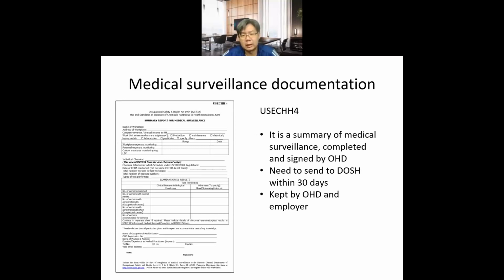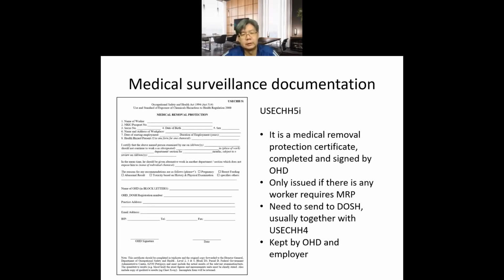Use 4 is a summary, and this one is completed by the OHT. We will send it to DOSH within 30 days. This is the one that DOSH receives, and they will collect the data. For instance, for a certain company, they will know how many workers were examined, how many workers were normal, how many workers were abnormal, etc. So DOSH will compile the data. Supposedly, they will analyze it, and based on this data, they will plan certain health programs for our country and so on. And this one is to be kept by the OHT and also the employer. So usually the employee does not need this.